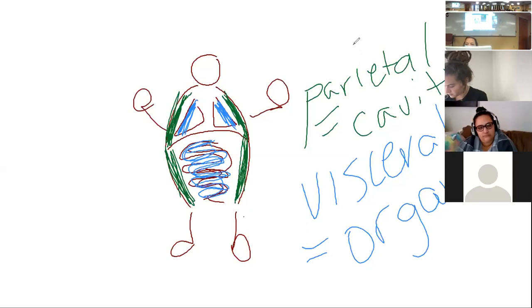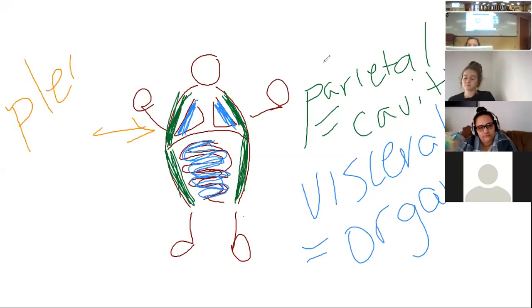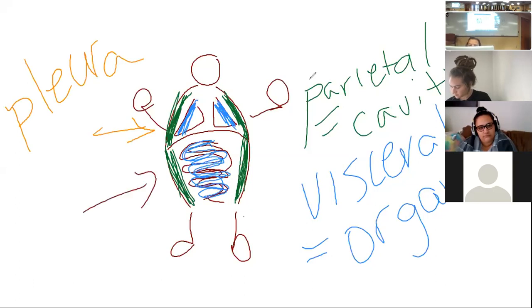Now we have two more locational terms. If it is a membrane in the chest, it is pleura. If it is a membrane in the abdomen, peritoneal.